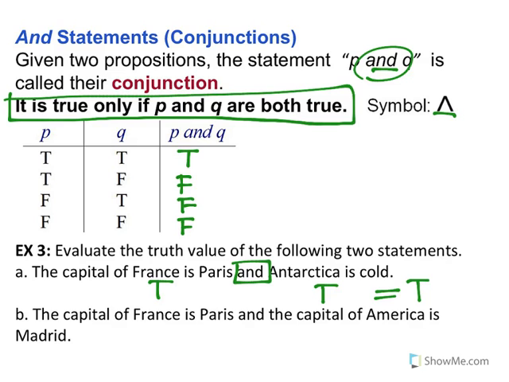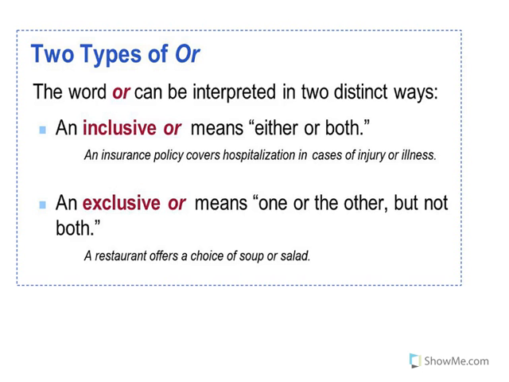On B, the capital of France is Paris and the capital of America is Madrid. We know that the first one's true. Now, is the capital of America Madrid? No. Because one of these is false, in this case only one of them, this statement would be considered false. So to be true, they both have to be true.